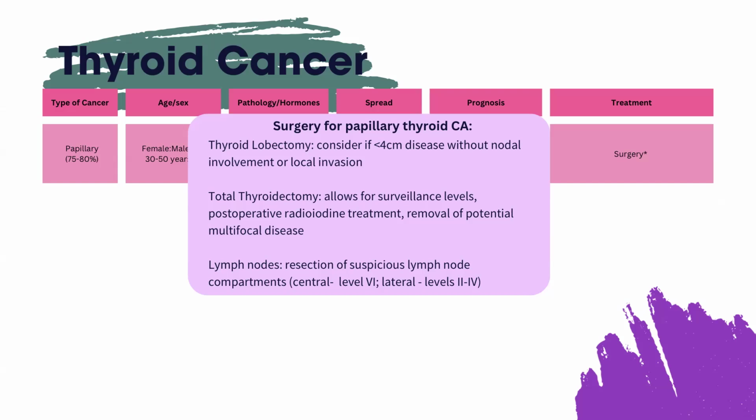Now, it's pretty rare that you'll need to dissect lymph nodes out when performing surgery for papillary thyroid cancer, but the reasons would be if there's any suspicious lymph nodes, central lymph nodes, you would do a level 6, and any lateral lymph nodes would be 2 through 4.